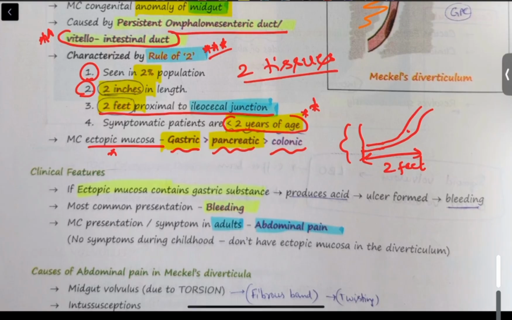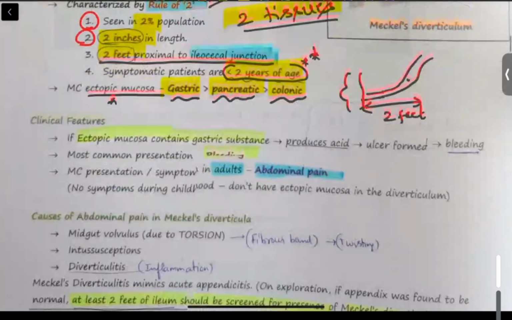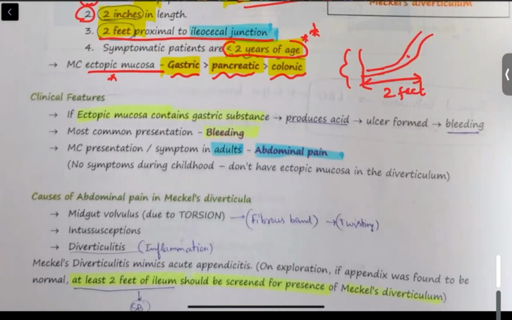Or there can be pancreatic or there can be colonic also. So two types of tissues can be found. Okay, so what will be the clinical features in case of Meckel's diverticulum?